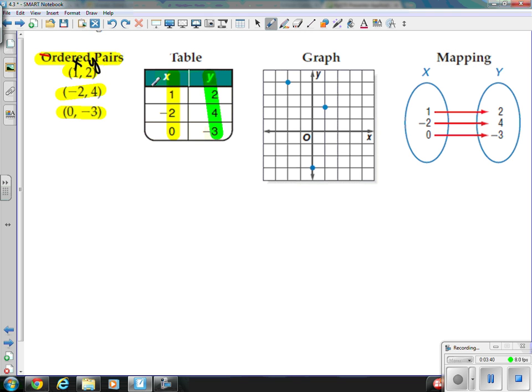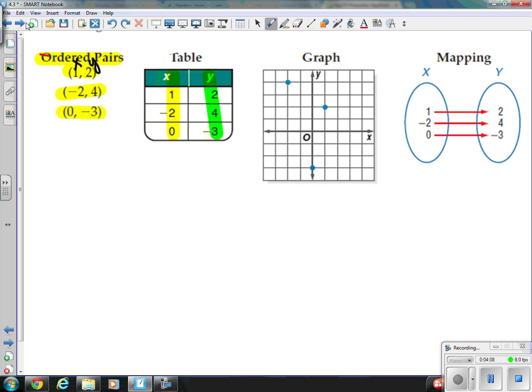Then you can take the ordered pairs and graph them on a coordinate plane. 1, 2, negative 2, 4, 0, negative 3. And lastly, you can show it as a mapping. So mapping, once again, it's 1, 2, so it goes from 1 to 2. Then it goes from negative 2 to 4, and 0 to negative 3. These are all the different ways you can display a relation.